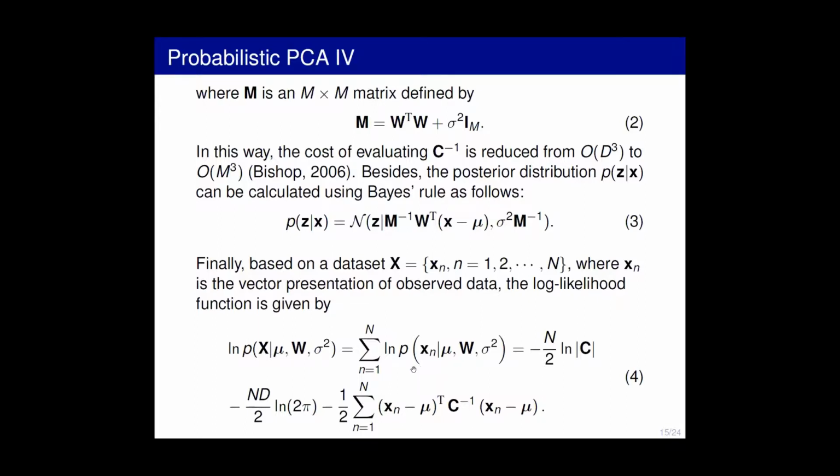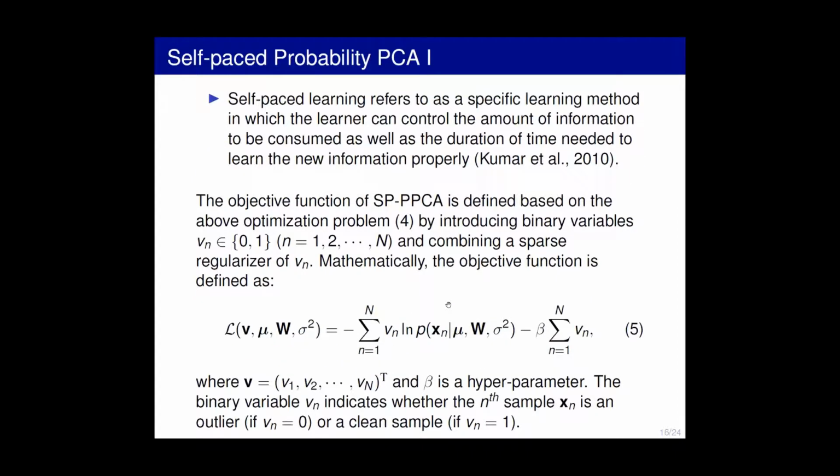This is just like we do in regression. We come up with the log likelihood function, then maximize the function by changing the parameters. So the same idea here: we change these parameters to maximize this log likelihood function. So that's the probabilistic PCA.